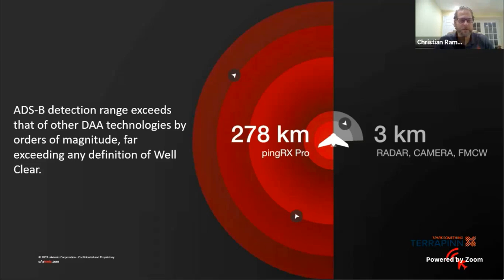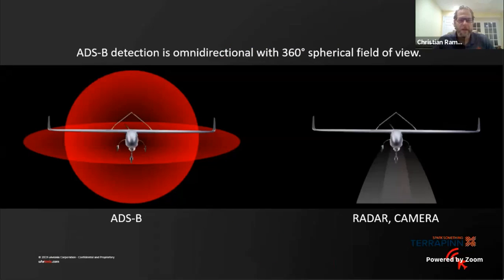But as a comparison, ADS-B detection ranges far exceed that of other detect and avoid technologies by orders of magnitude. Like I said, hundreds of miles for some systems, whereas if you're looking at a radar or a camera-based detect and avoid system, you're really only looking a couple of kilometers out and barely meeting that well clear definition. From a directional perspective, ADS-B is omnidirectional. It gives you a spherical look at all of the aircraft around you.